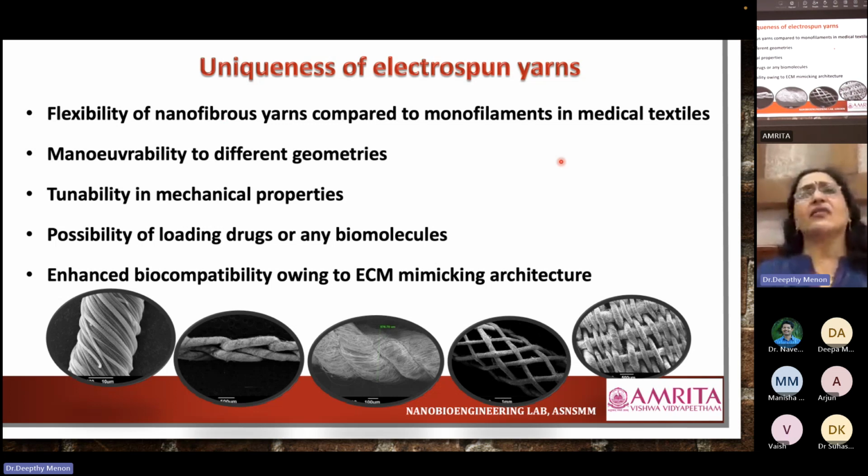It's just like any other fiber. You can actually load drugs, you can load growth factors, you can do anything. You can tune its mechanical properties. See, one fibrous yarn can be plied, braided, twisted, woven. You can do whatever you want. But remember this, you have still the fibrous geometry. So it has enhanced biocompatibility because of its ECM mimicking architecture.